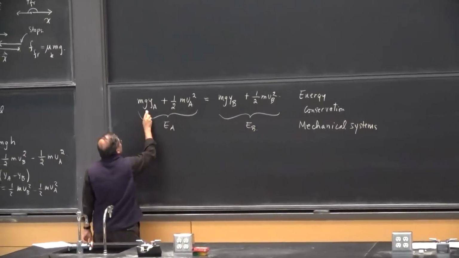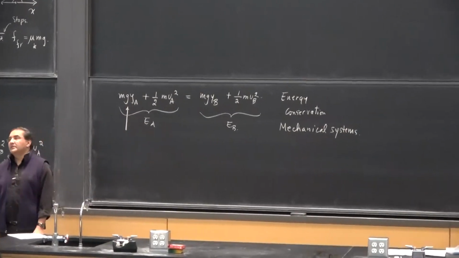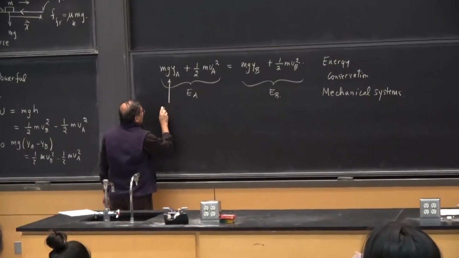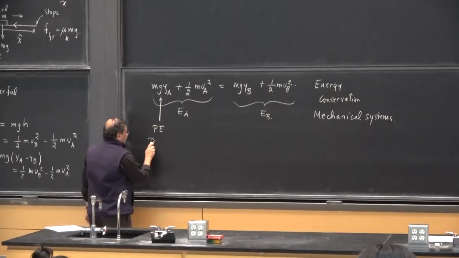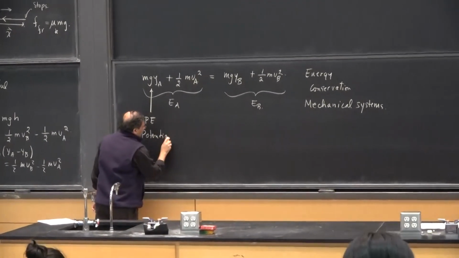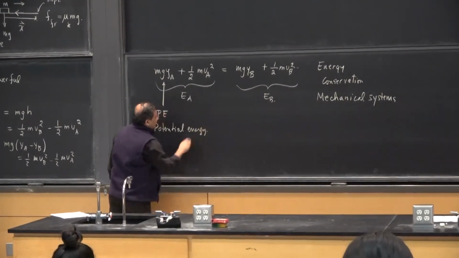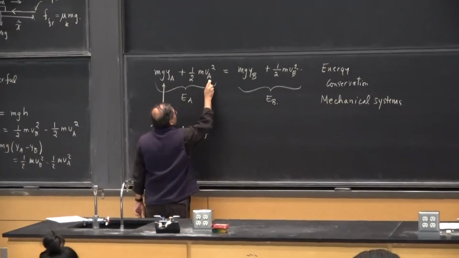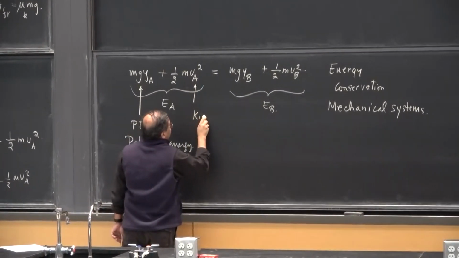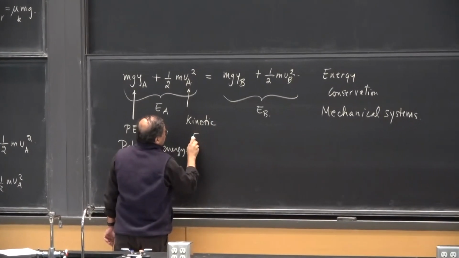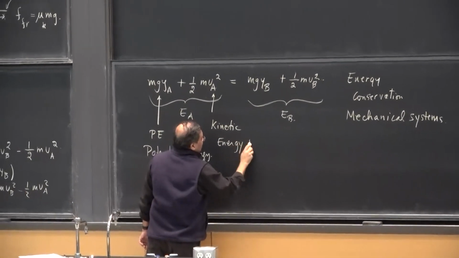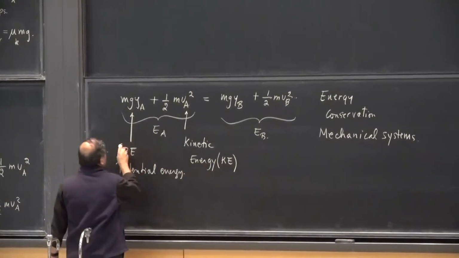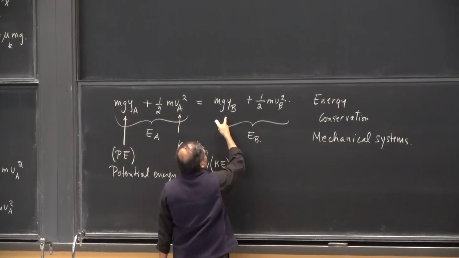So this part of it has a y in it, and y has to do with location or position. So this is therefore energy by virtue of position or location, and that would be potential energy. Okay? And this part is by virtue of motion, and that will be kinetic energy, KE. Similarly here, it's potential energy and kinetic energy.